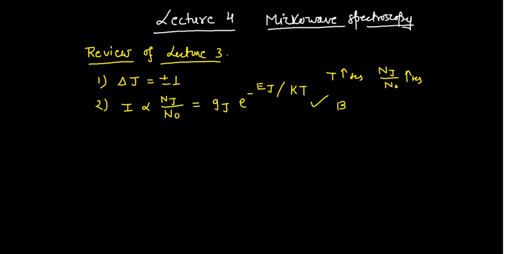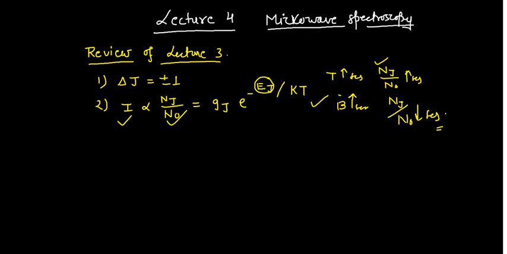I can change this energy expression to the rotational constant expression, but right now I am not doing this. I already told you that when B increases, Nj by N0 decreases. When this population difference increases, that means the intensity of the light will increase, that means I will increase. When this goes down, then I also goes down. Up to this point we have completed.